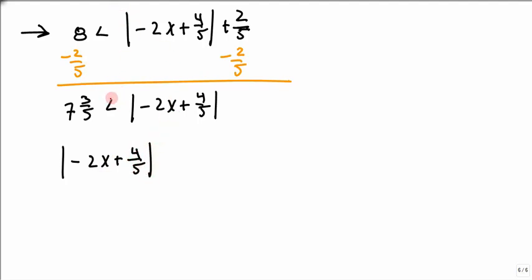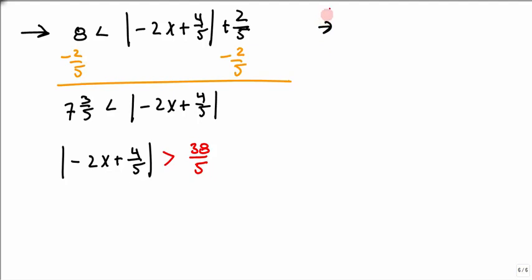Now notice this opens toward the absolute value, so when I flip it, it has to open toward the absolute value as well. We don't want to work with this as a mixed number, so let's go ahead and rewrite this as an improper fraction. 7 times 5 is 35. 35 plus 3 is 38/5. And then from here you would just go ahead and write out your cases.